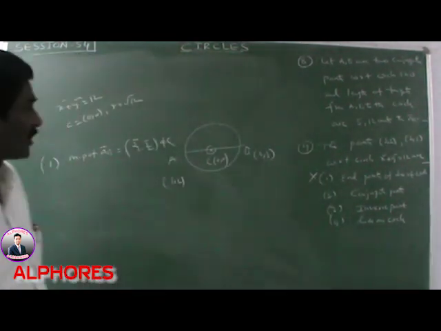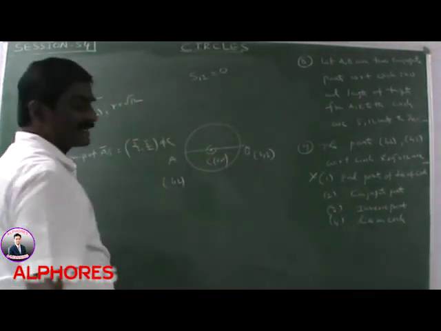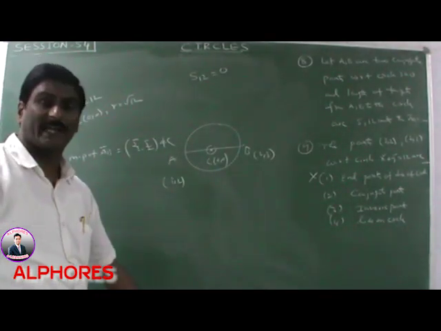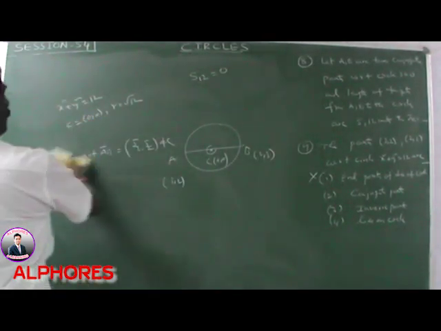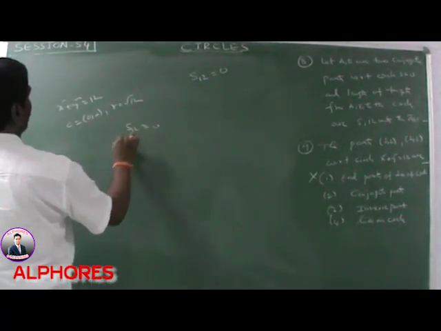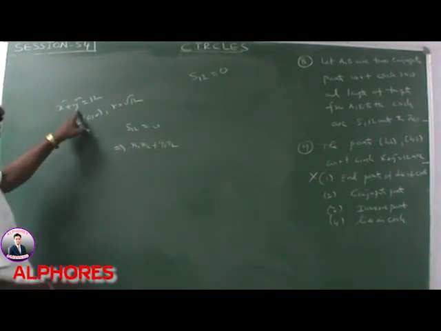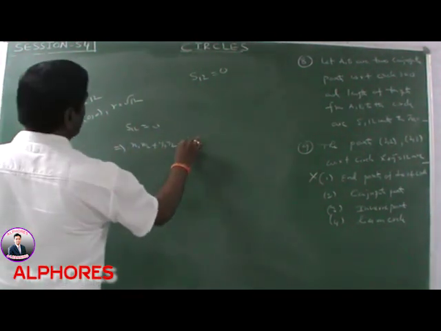What is the condition for conjugate points? S12 is equal to 0. If the two points (x1, y1) and (x2, y2) are conjugate, then S12 is equal to 0. What is S12? S12 means x1 x2 plus y1 y2 plus g(x1 + x2) plus f(y1 + y2) plus c, which here is x1 x2 plus y1 y2 minus 12 is equal to 0.